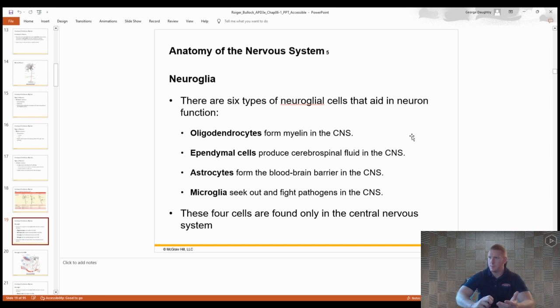Then we have ependymal cells. Those simply produce cerebrospinal fluid within the central nervous system.